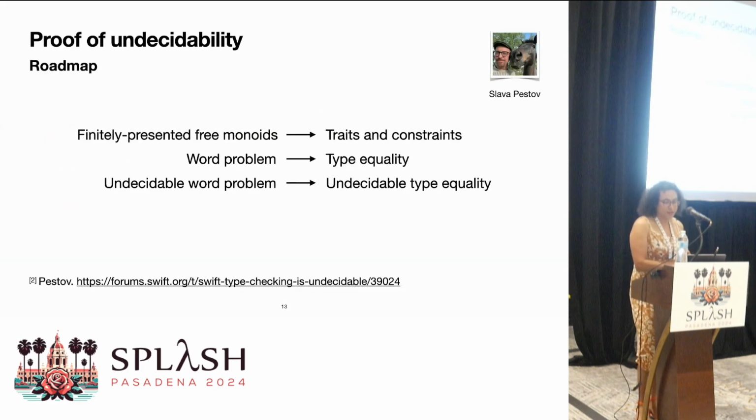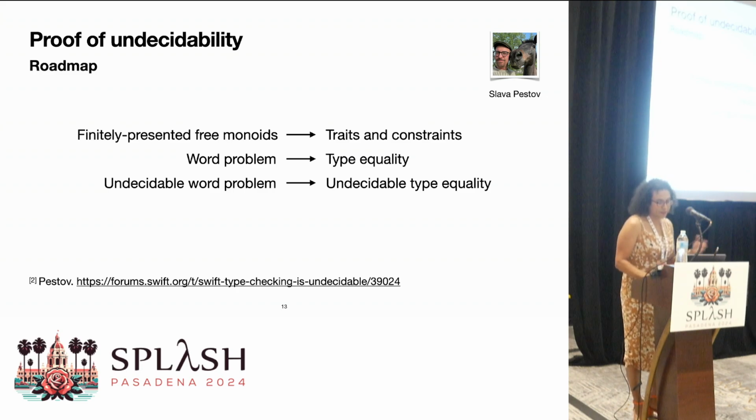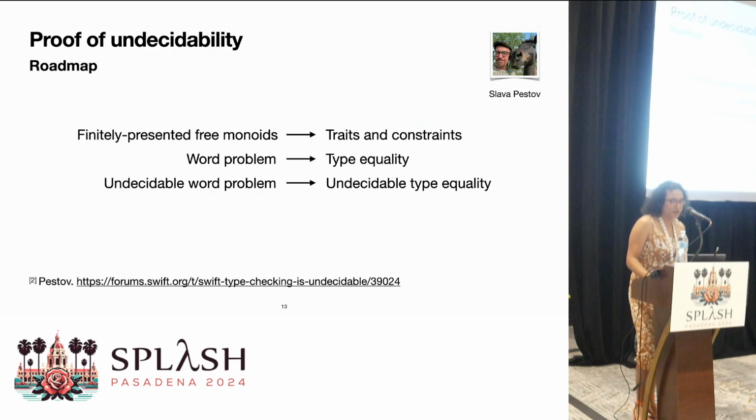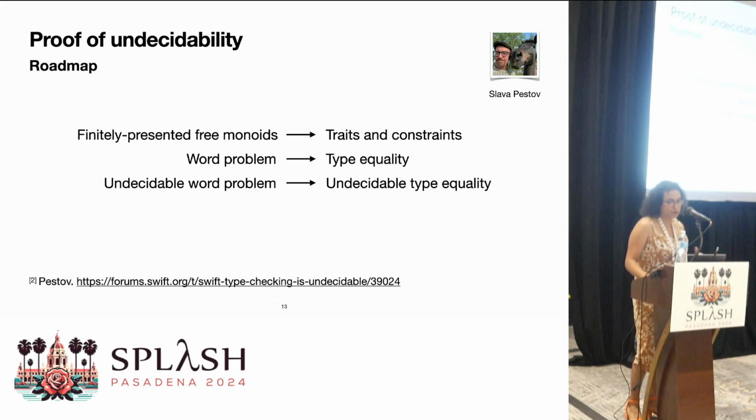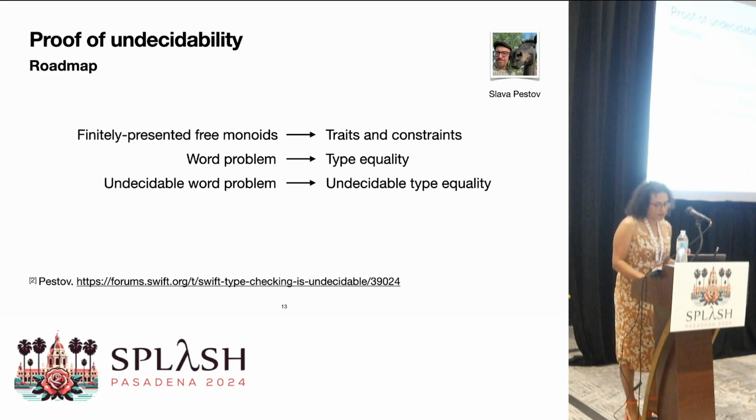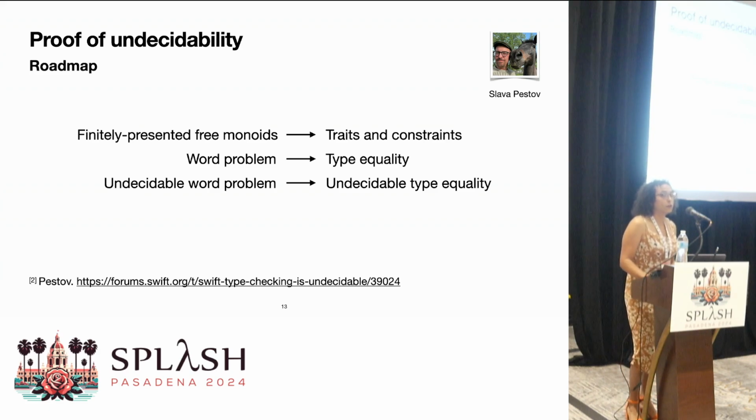And I will briefly demonstrate this claim, but I should mention that the proof was made first by Slava Pestov, who is an engineer at Apple, and he made the proof in the context of Swift, which is the language on which Hylo was originally designed. I will repeat here his proof in the context of Hylo, and the paper gives it in a more general context, in a more formal framework. So the proof is based on two observations. The first is that we can encode finitely presented free monoids into traits and constraints, and I will define these terms later. The second is that deciding type equality is like deciding the word problem, and the word problem is well established as an undecidable problem on finitely presented free monoids, and so that gives us undecidable type checking here.